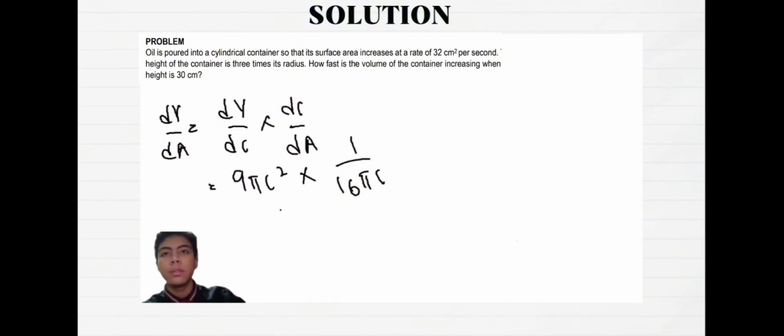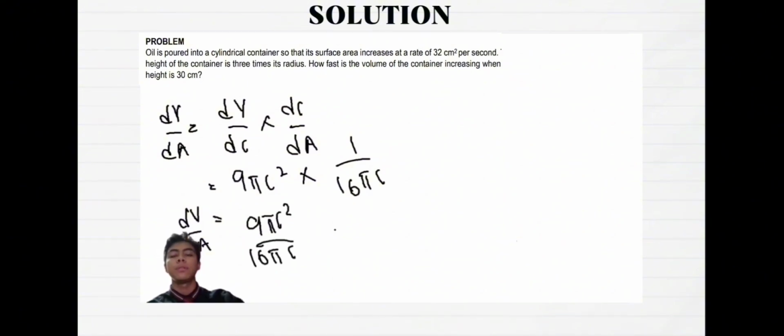Then we multiply these two, and we get dV/dA equals 9 pi r squared over 16 pi r. Then we can factorize these, and we get 9r over 16. So this is dV/dA.